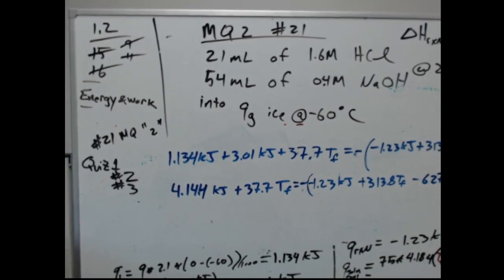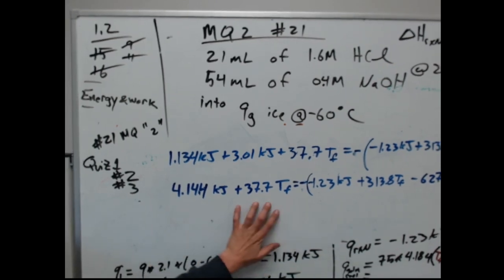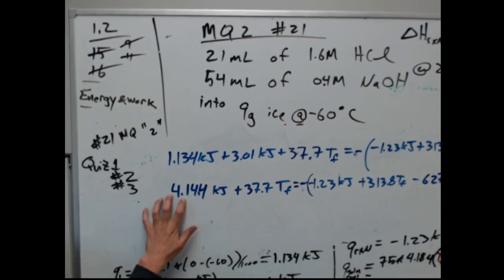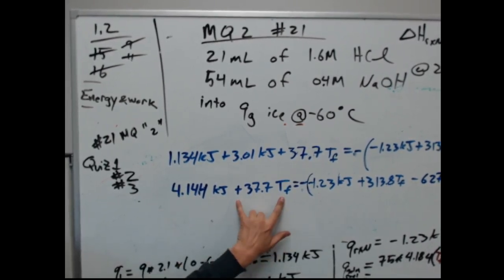I guess 300 times 20 should be like 6,000. I guess that's fine. That just seemed like a really big number. And now I'm just solving, that's why it's a really big number. Right, this is in kilojoules, this is in kilojoules, this is in joules.